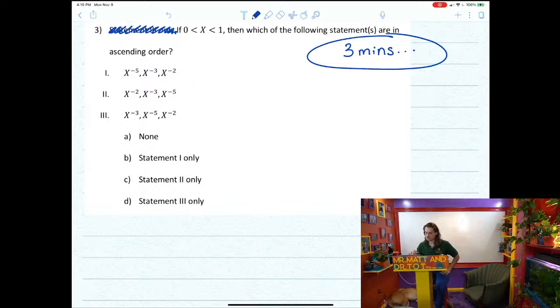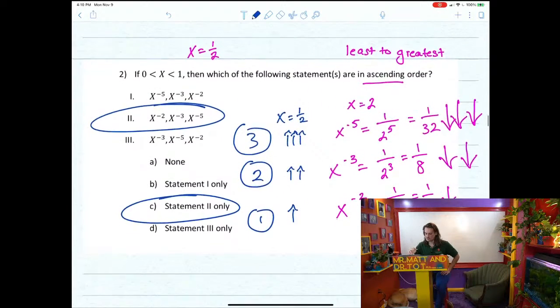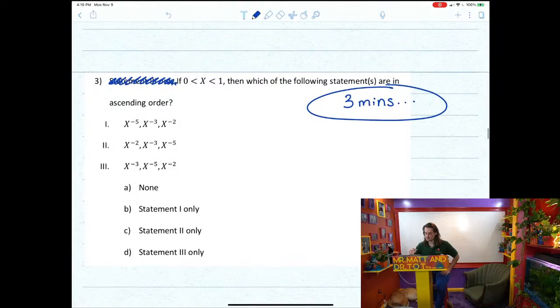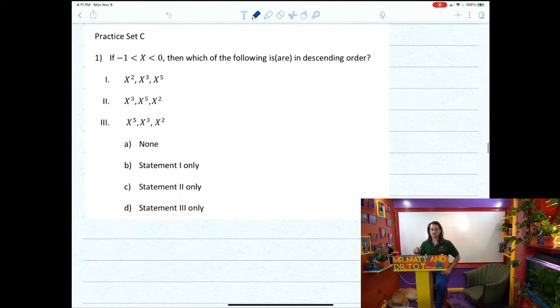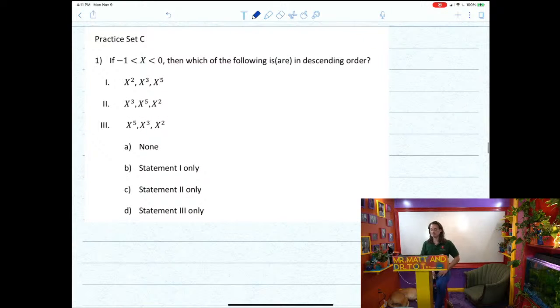I'm sorry, let me just check here. Oh, I'm sorry, it duplicated over. Well, I'm going to skip over that because it's skipped over there. Let's look at practice set C.